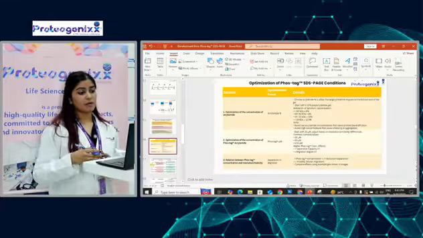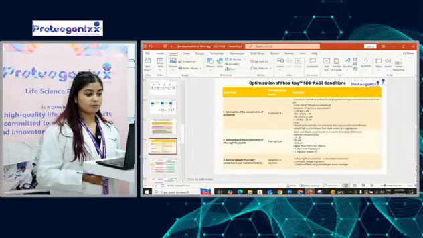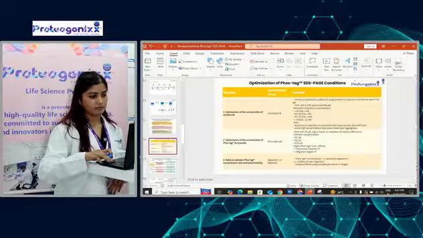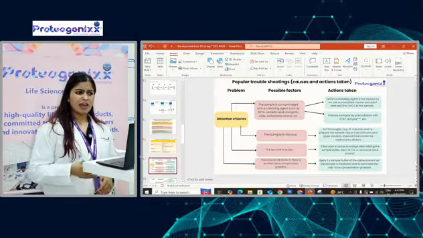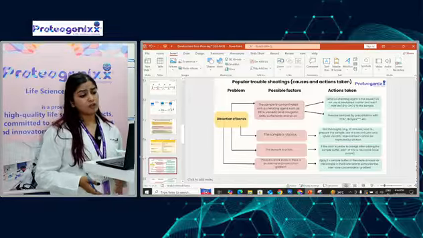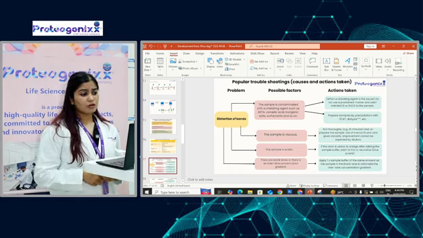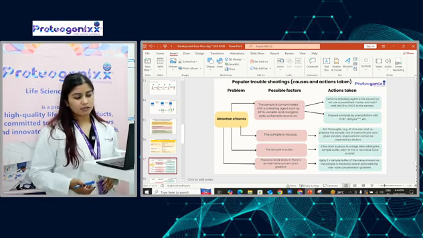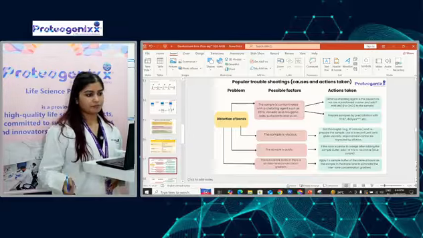For that, optimization of your acrylamide is very, very important. Now, you must have encountered a lot of issues even while running your conventional SDS-PAGE. So we'll quickly go over the common issues that we encountered, and I'll also tell you the corrective actions that you can take to correct them.